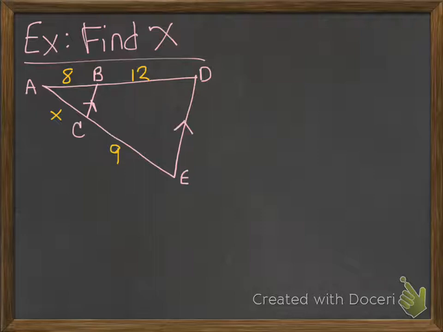What did I need to happen in my theorem for me to divide my sides proportionally? What did I need before I could do that? Parallel lines. Do I have parallel lines? Yes. Are we okay with that? So then I know that my sides are divided proportionally, so I start with one of my sides. What are the two segments I have here? AB and BD. Are we okay with that?